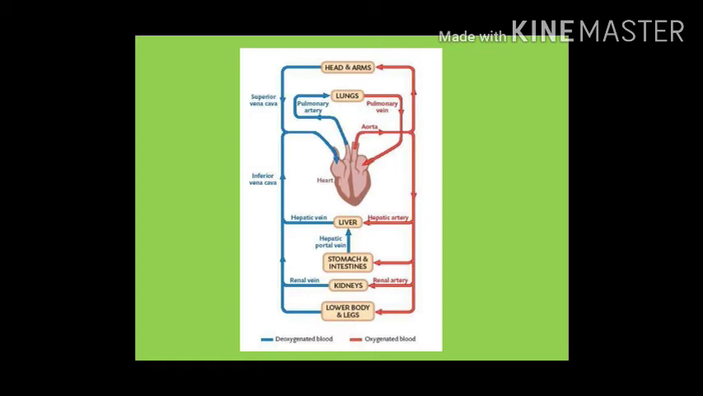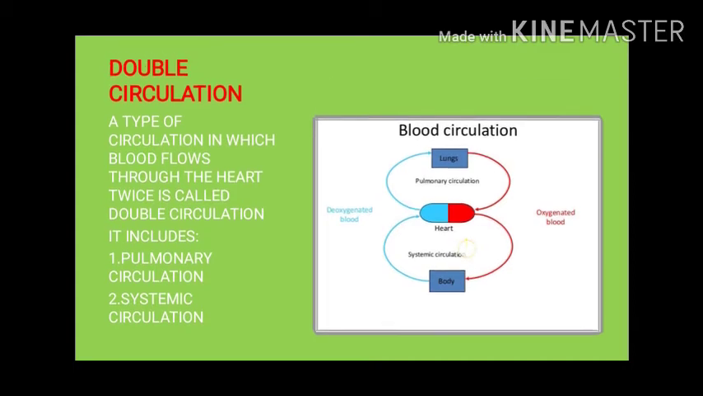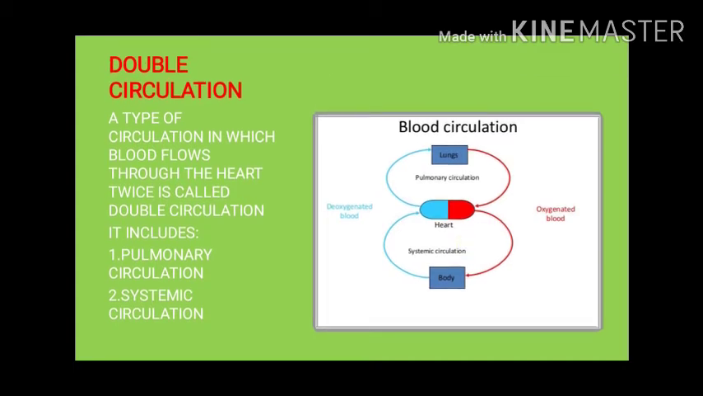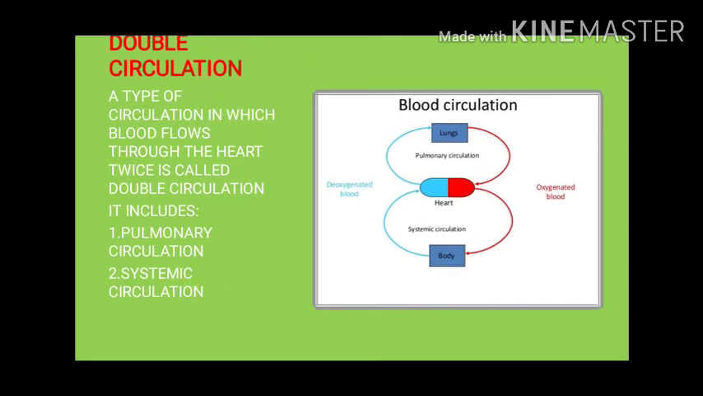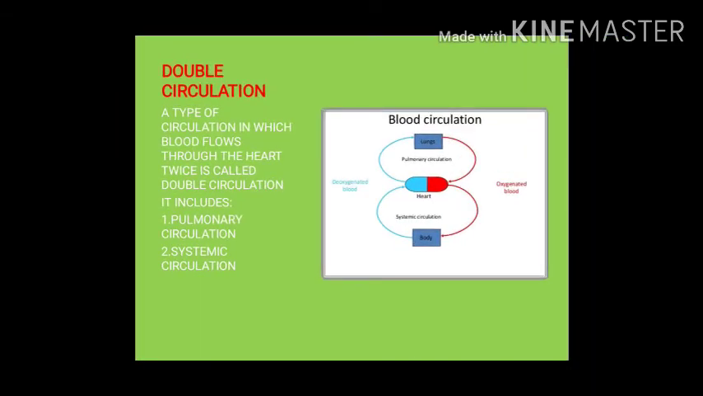Now let us talk about double circulation, a type of circulation in which blood flows through the heart twice. It includes pulmonary circulation and systemic circulation. Now in this diagram, we'll start with the heart. From the heart, impure blood goes to the lungs through the pulmonary artery, and from the lungs, pure blood enters into the heart through the pulmonary vein.